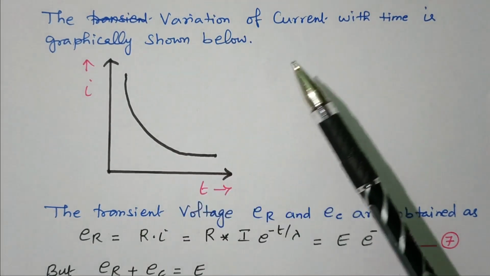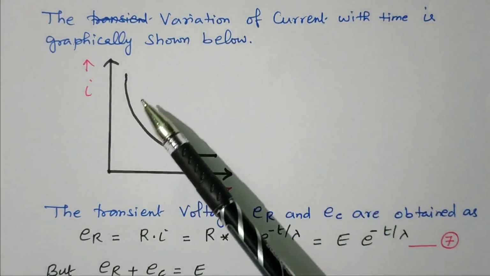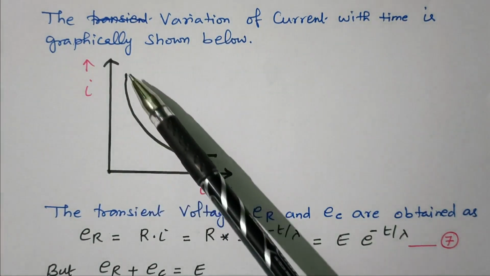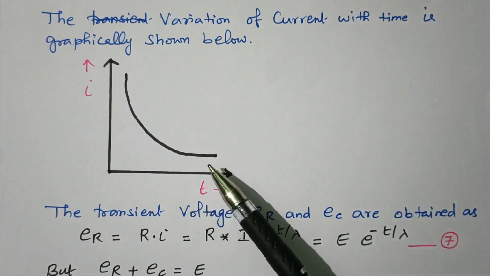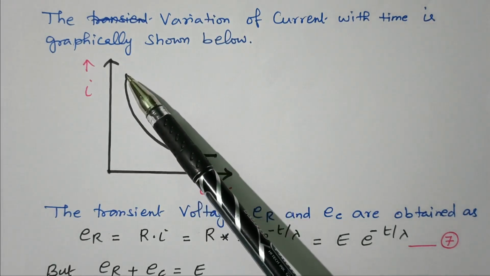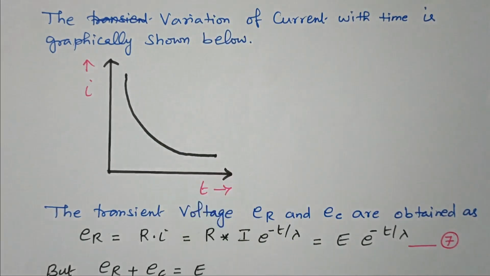So the variation of the current with respect to time is shown graphically below. This is the time. When the time increases, the current keeps on decreasing. That is the observation we got from the equation, right? Initially it is I, then keeps on decreasing.